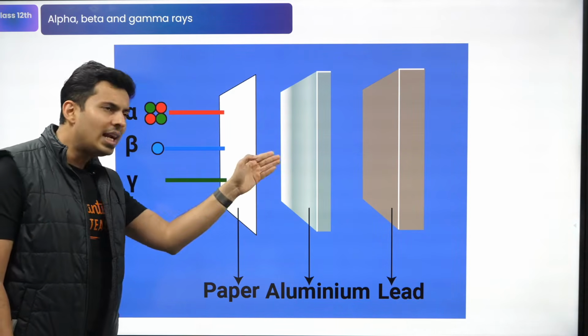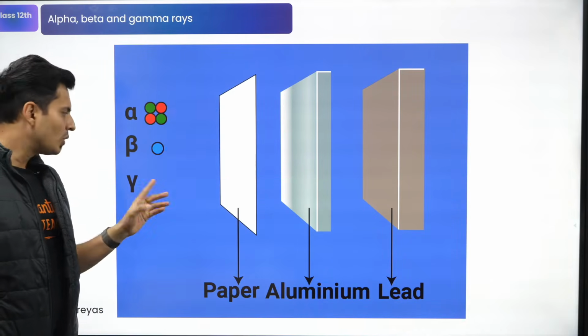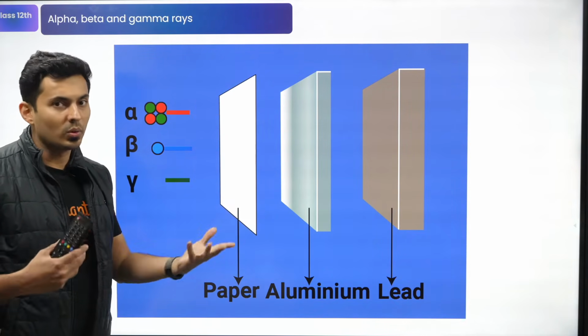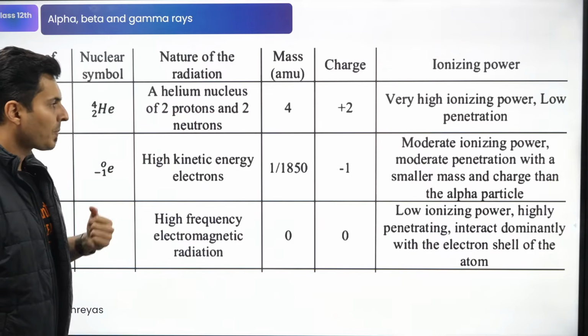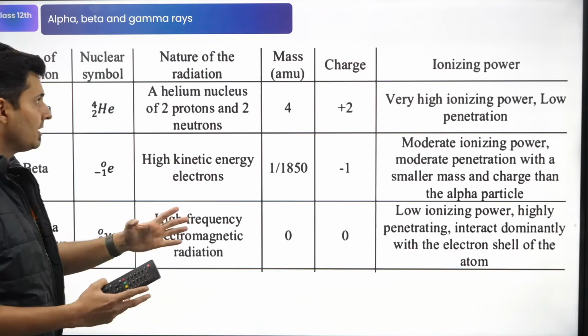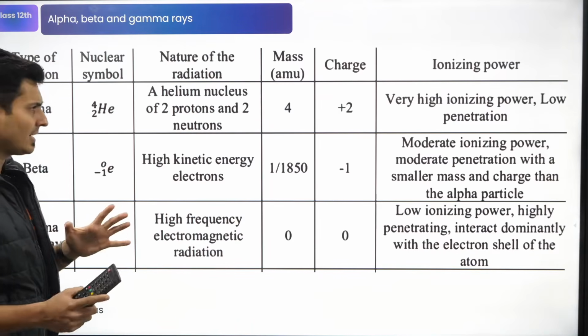Beta have slightly higher speeds than alpha, not as much as gamma, and they can pass through thin sheets but not through thick sheets of metals. Also, you should know certain important properties regarding ionization power, their atomic mass unit, etc.